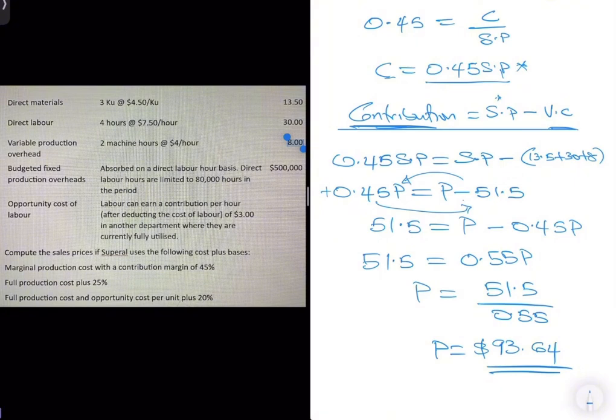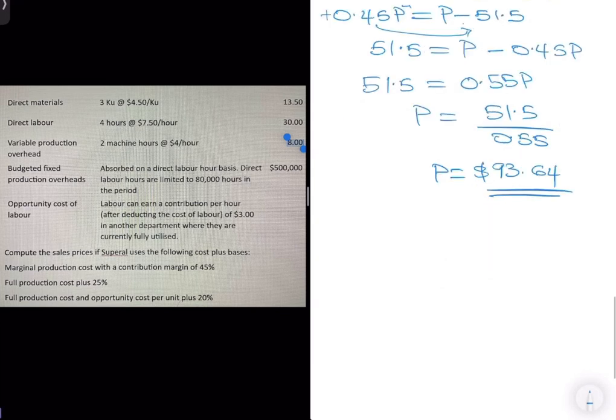Any question on that? If they decide to use the marginal production cost at a contribution margin of 45%, then the price of the product will be $93.64.